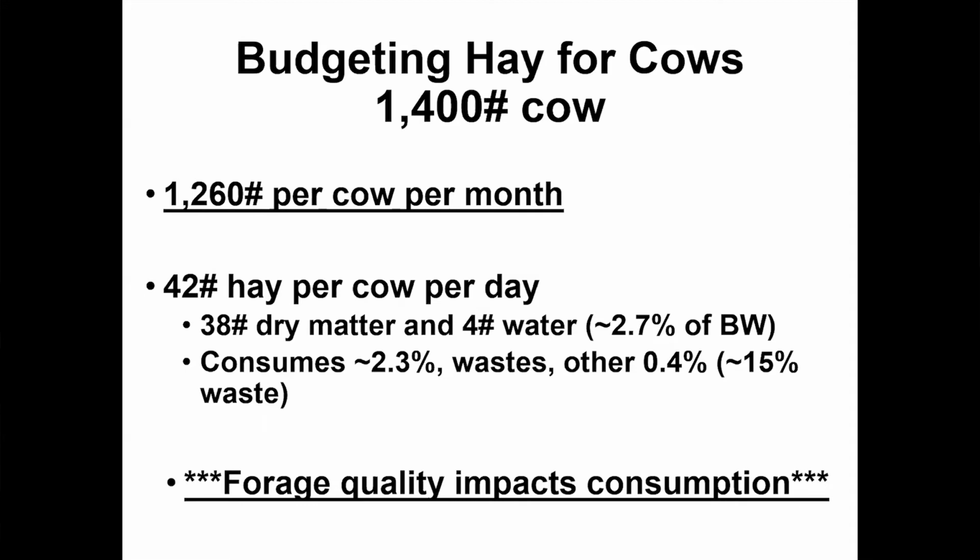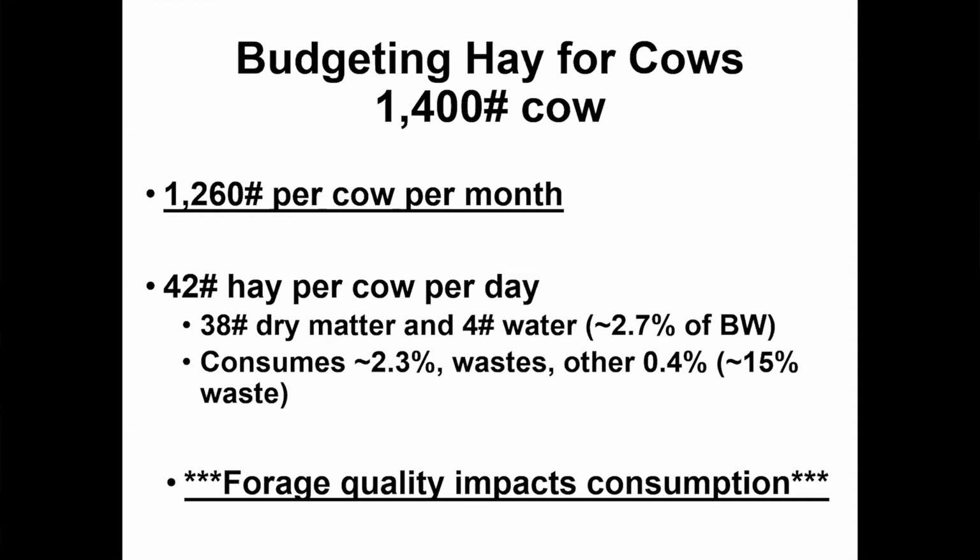Now, a 1,400 pound cow is probably going to eat about 1,260 pounds of hay per cow per month. How I got to that number was essentially that's 42 pounds of hay per cow per day. That's about 38 pounds of dry matter and 4 pounds of water, about 2.7% of body weight. Most people will say somewhere between 2.5 and 2.9% of body weight. I just decided to split it in half. Again, we're estimating a little on the high side.